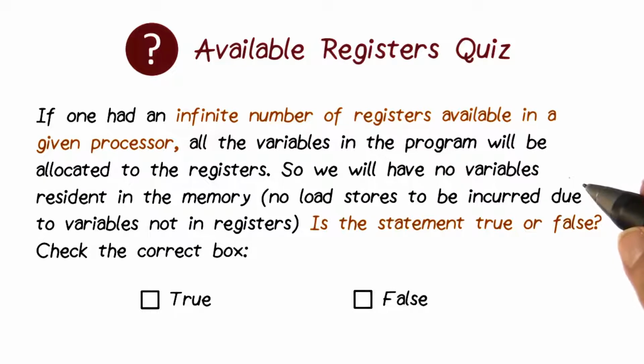So here is the statement. If we had an infinite number of registers available in a given processor, all the variables in the program will be allocated to the registers. So we'll have no variables resident in the memory. In other words, no loads and stores will be incurred because of variables not getting a register. Is this statement true or false? Check the correct box. Please go ahead and mark your answers now.